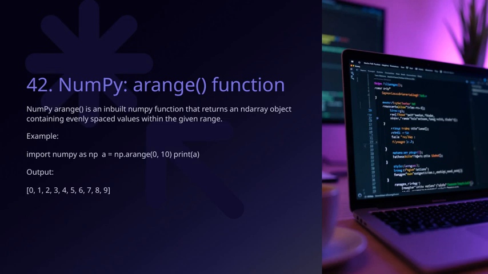This is a built-in function in NumPy that helps us generate arrays with evenly spaced values over a specified range. Essentially, it allows us to create sequences of numbers quickly and efficiently. For example, if we write import numpy as np and then create an array with np.arange(0, 10), what we're doing is generating numbers starting from 0 up to, but not including, 10. When we print this array, the output will be a list of numbers from 0 through 9, like this: 0, 1, 2, 3, all the way up to 9.